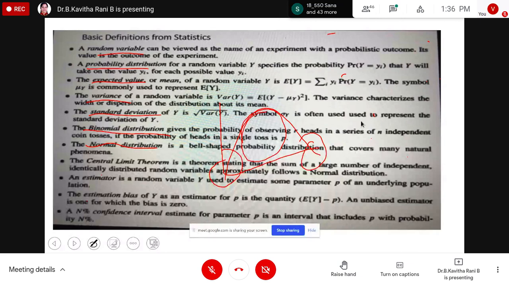So normal distribution is a bell-shaped probability distribution. Whatever the curve is, this is called a bell-shaped probability distribution. That covers many natural phenomena. Whatever data we are plotting here, this is called a bell-shaped curve.